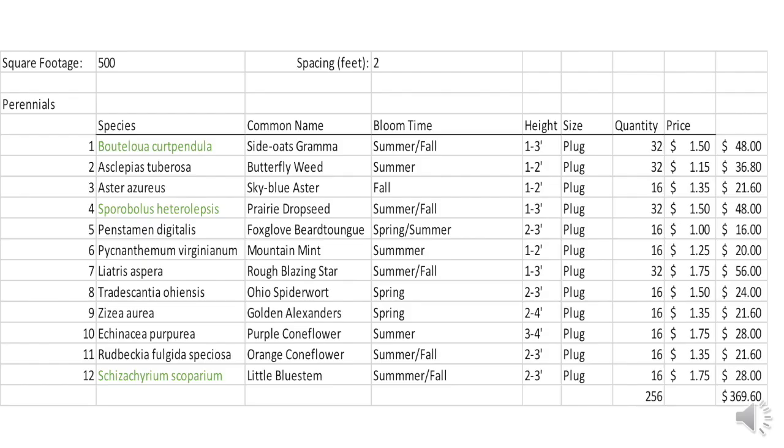There's a lot of really important information in here used for planning. You'll note in the column heads, I've included species, common name, bloom time, the height of the plant, what size of plant I'm purchasing, the quantities that I would like to purchase, and the price of each individual plant. So there's a lot of really important information in here used for planning.